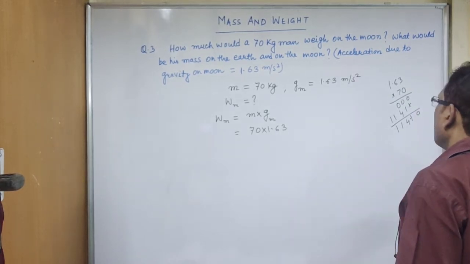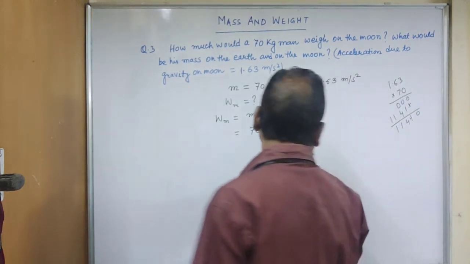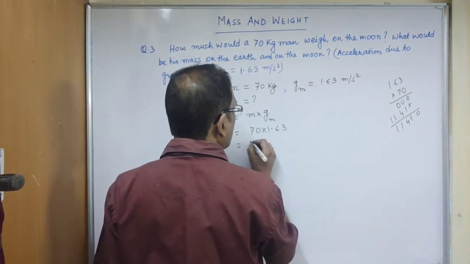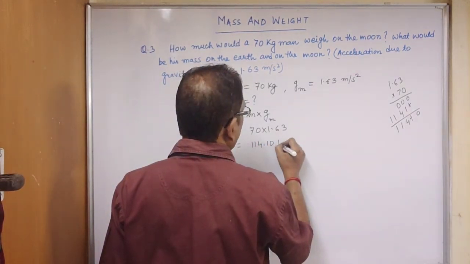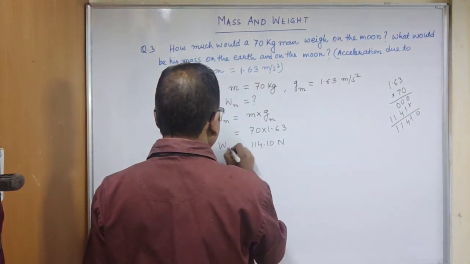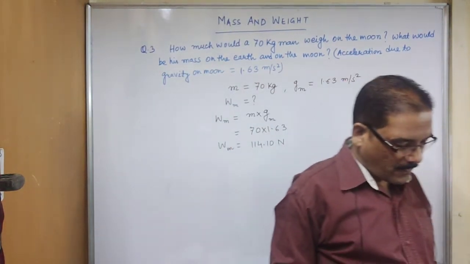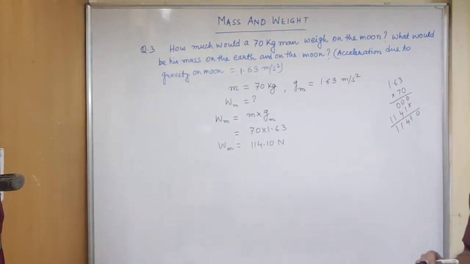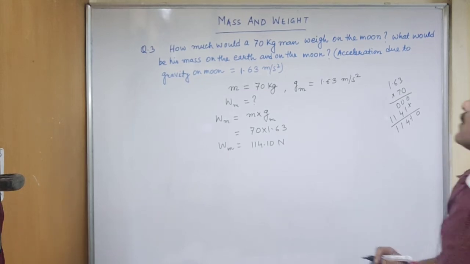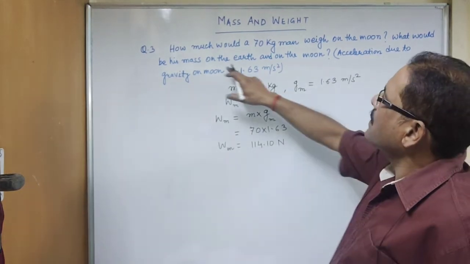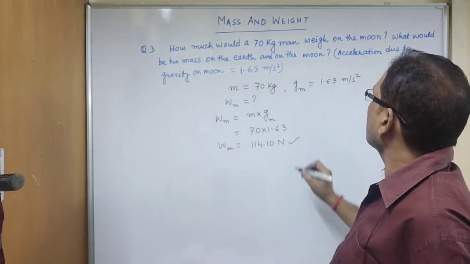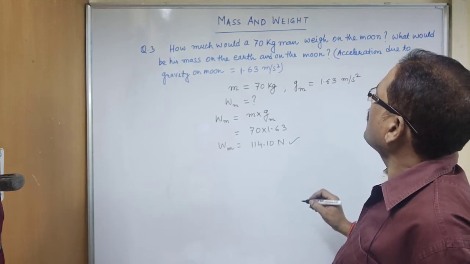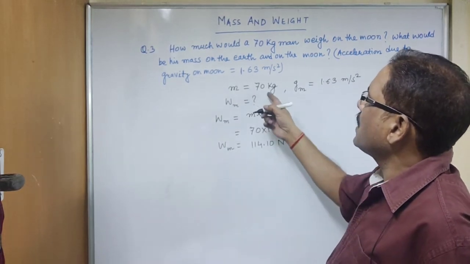So it will be 114.10 Newton. So the weight on the moon will be 114.10 Newton. Now, first we have calculated the weight on the moon. Now the mass on the earth and on the moon. So the mass on the earth is 70 kg.